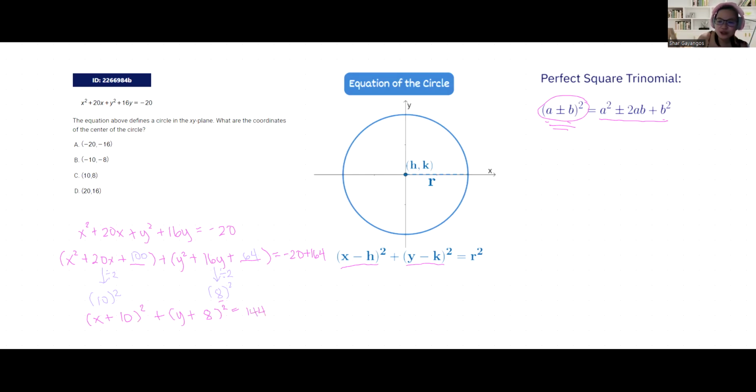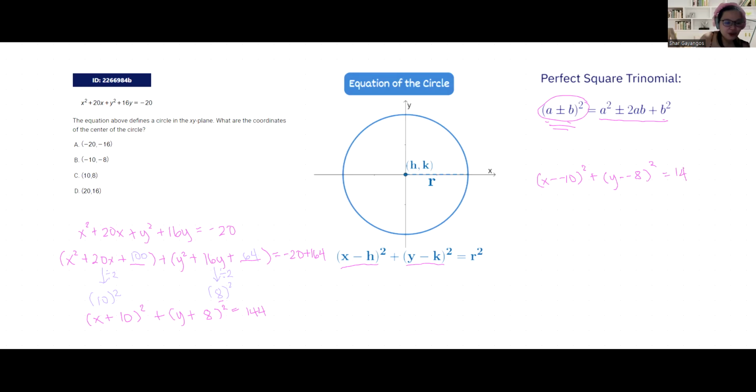And then let's go back to our equation. We want minus in the middle, so let's go ahead and rewrite that. I'm only doing this to show you why the final center is negative 10, 8. But you can skip this step if you're already used to it, right? Okay, so let's focus on this part here.